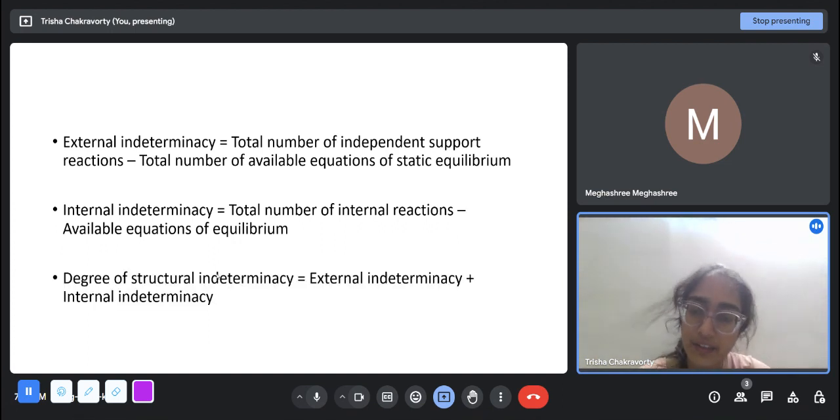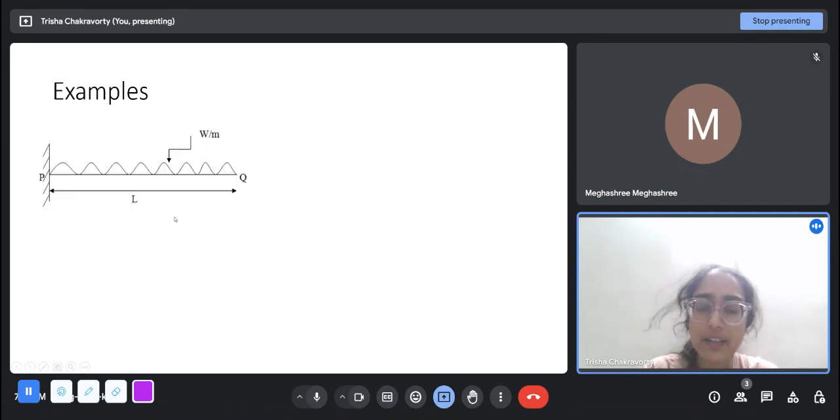And the degree of structural indeterminacy, the total one, is the sum of the external and internal indeterminacy. Generally, we have formulas to find all three, but it is easier to find the external indeterminacy and the total degree of structural indeterminacy. So from that, we can find the degree of internal indeterminacy as well. Here are some examples we have looked at before.